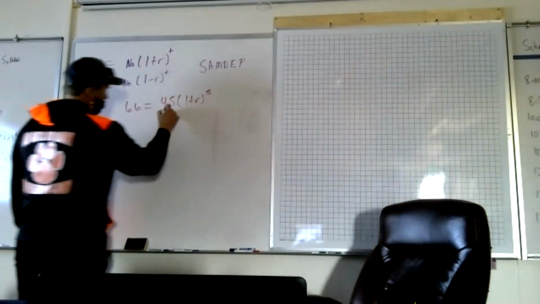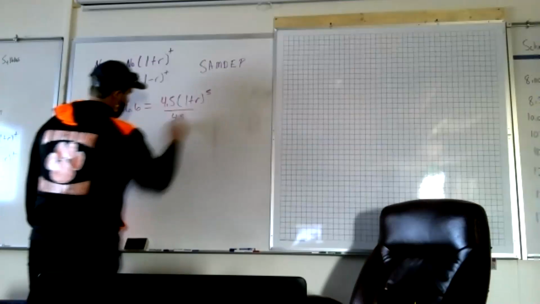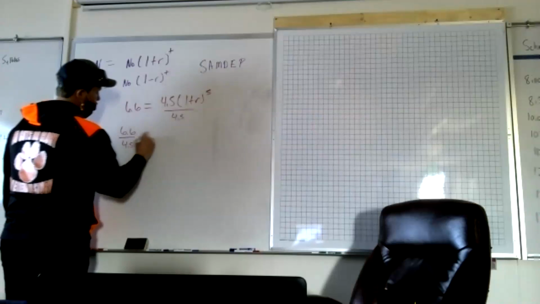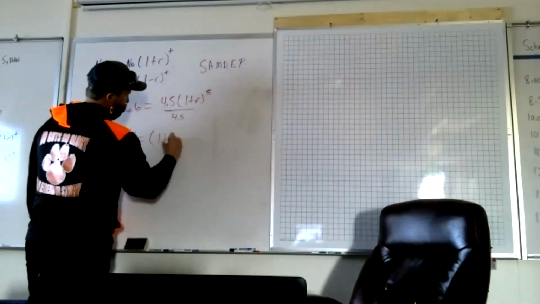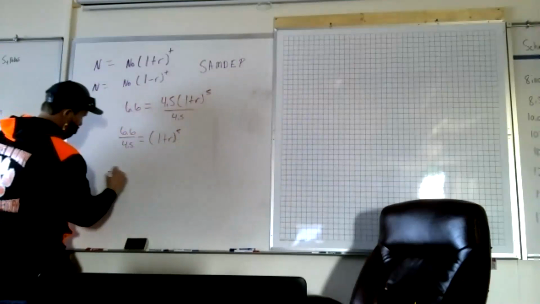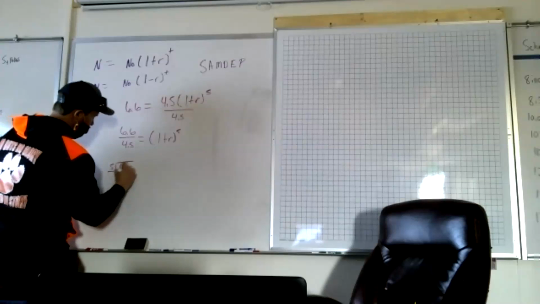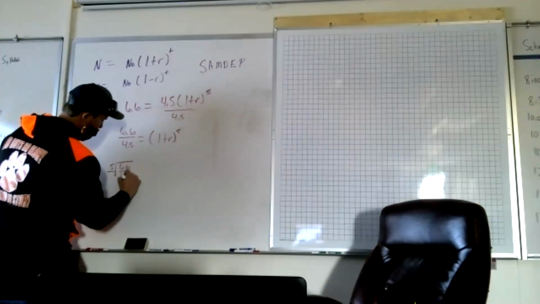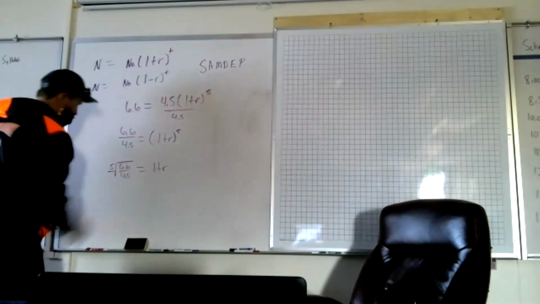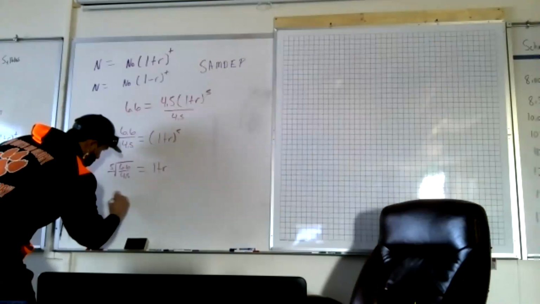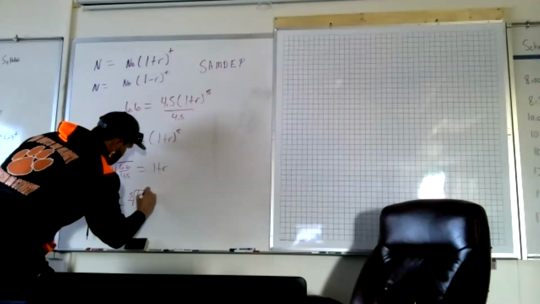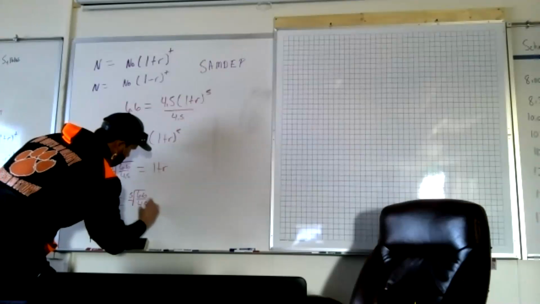So first I divide both sides by 4.5. So 6.6 divided by 4.5 is equal to 1 plus r to the fifth power. Okay, then I take the fifth root. So the fifth root of 6.6 divided by 4.5 is equal to 1 plus r. Then I subtract 1. So r is equal to the fifth root of 6.6 divided by 4.5 minus 1.